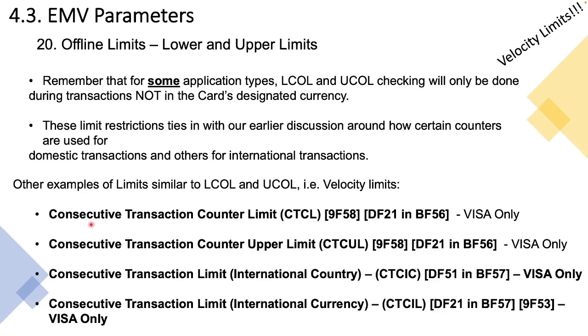They've got something called consecutive transaction counter limit, consecutive transaction counter upper limit. So similar to LCOL and UCOL, and then you get consecutive transaction limit only for international transactions, and consecutive transaction limit international currency. So this is for international countries, and this is for international currencies. But the principle, as we discussed with LCOL and UCOL, will apply to these counters.